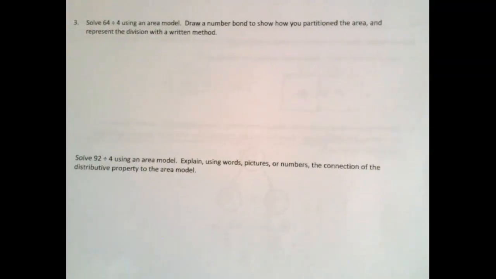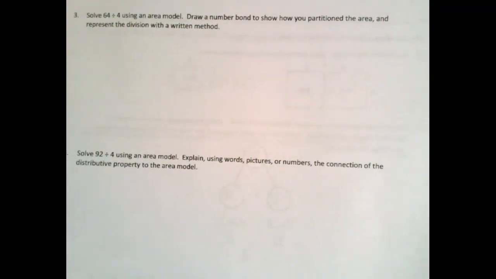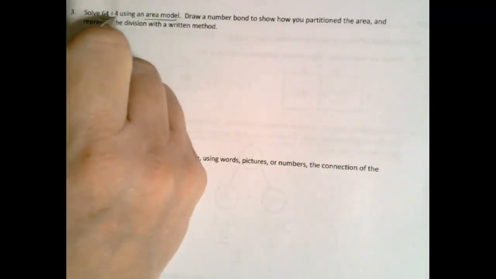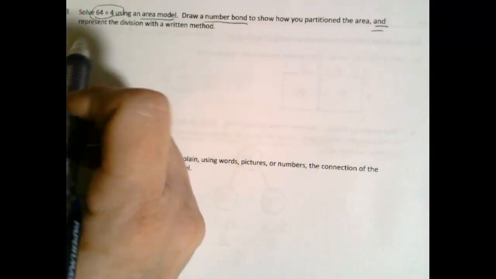All right, so let's look at number 3 here. Number 3 says that I'm going to solve 64 divided by 4 using an area model, and then I'm going to draw a number bond. So I'm going to use the area model to solve 64 divided by 4. I'm going to draw a number bond to show how I partition the area. And I'm going to represent the division with a written method.